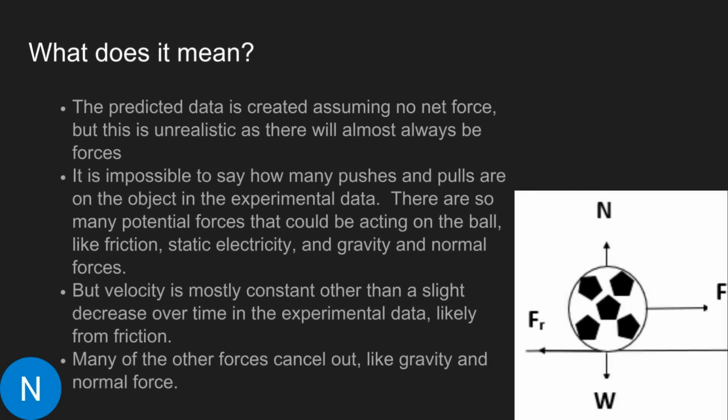The predicted data is created assuming no net force, but this is unrealistic because there will almost always be forces acting upon it. It is impossible to say how many pushes and pulls or number of forces are on the object in the experimental data. There are so many potential forces that could be acting upon the ball, like friction, static electricity, gravity, and normal forces. But velocity is mostly constant over the data, other than a slight decrease over time, which is likely from friction. Many other forces cancel out, like gravity and normal force, and will not cause acceleration.